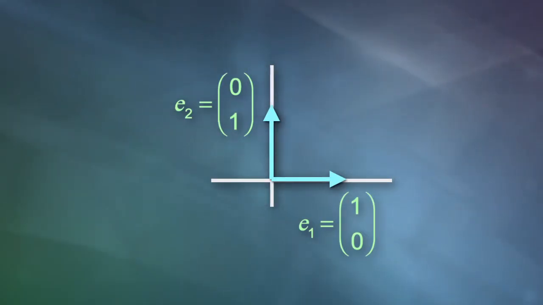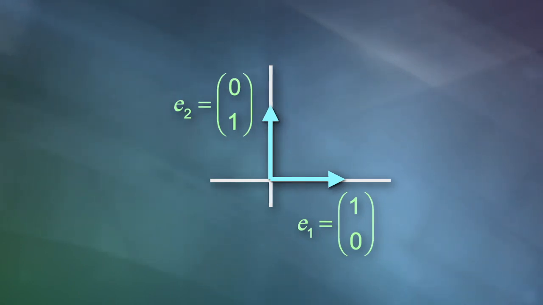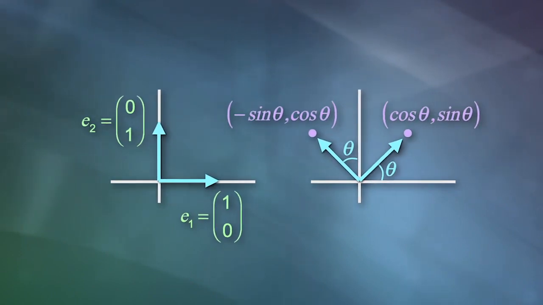The answer is, look at where the standard basis vectors go and form a matrix with those vectors as columns. Using a little trigonometric reasoning, we see that E1, the vector (1, 0), goes to the vector (cosine theta, sine theta). And E2, the vector (0, 1), goes to (minus sine theta, cosine theta). You may wish to pause this video now to verify this.